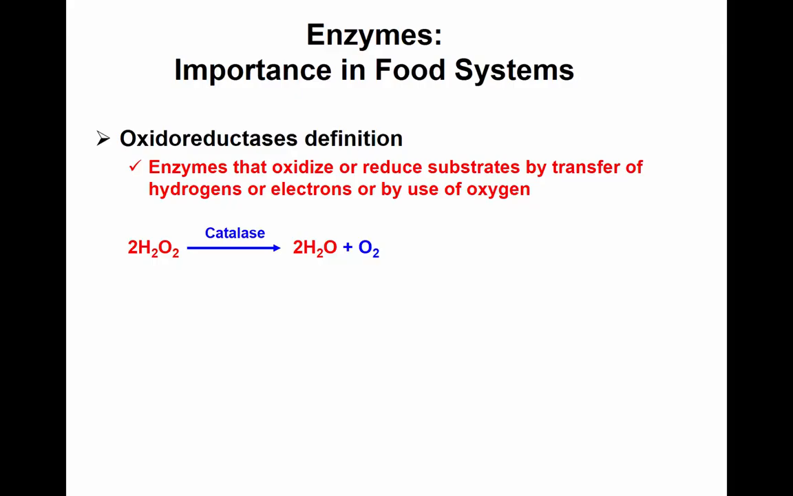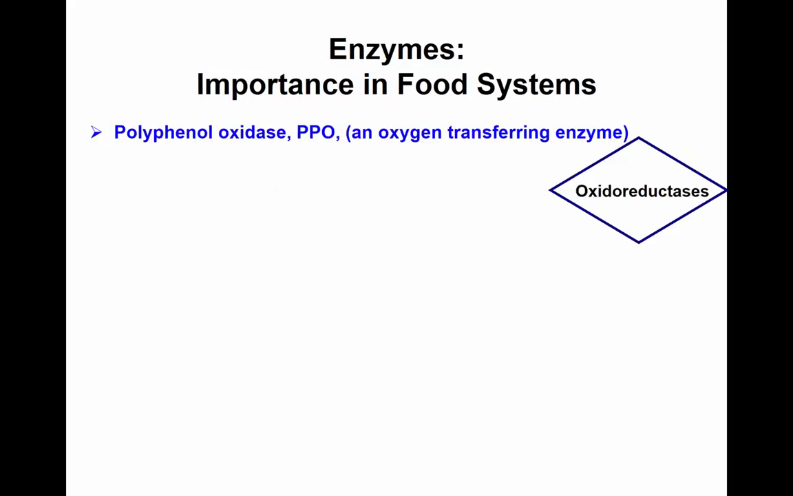So enzymes that oxidize or reduce substrate by transfer of hydrogen protons or electrons or by use of oxygen or release of oxygen. So catalase reduces peroxides. So the peroxide will be reduced to oxygen and water in the presence of catalase or peroxidase. If you say catalase and peroxidase, sometimes it's interchangeable.